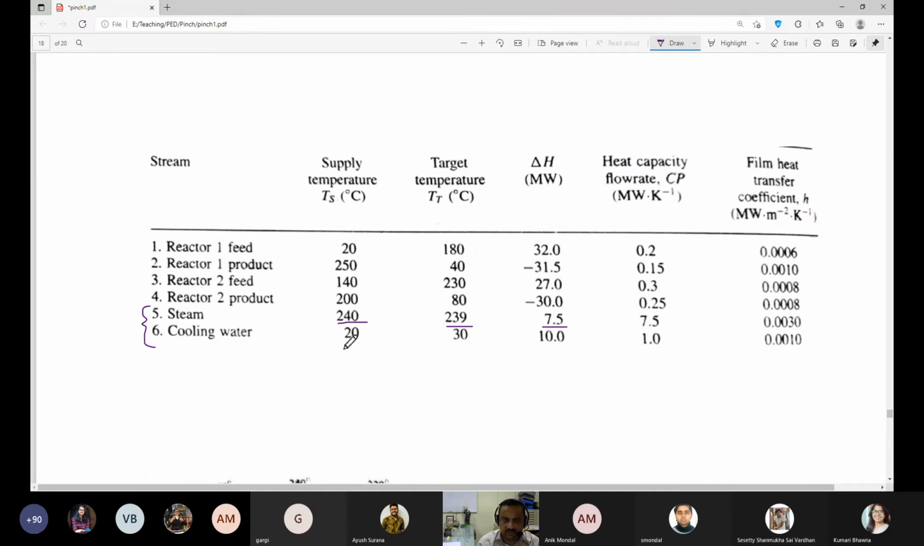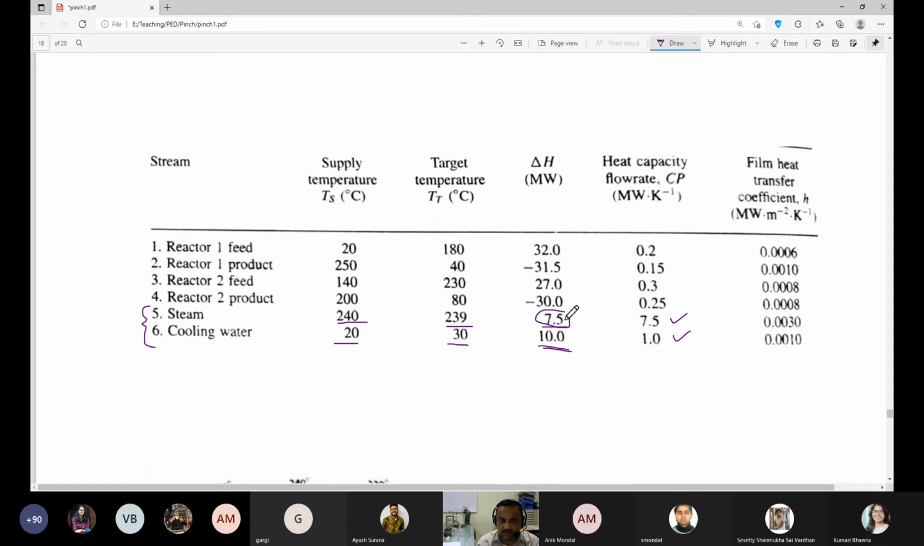And for cooling water, it is available at 20 degrees centigrade and leaving at 30 degrees centigrade. You may say this is on a colder side. It should have been a little higher. However, let us take this as an example, let it be 20 and 30. So these are the two temperatures, and the corresponding delta H is given as 10 MW. Once these two are available, you can use these two temperatures to come up with some CP value. These were not available to you earlier. This is 7.5 and 10.